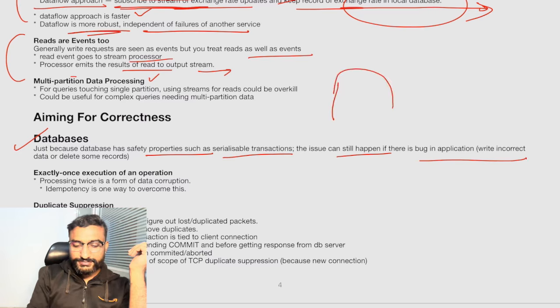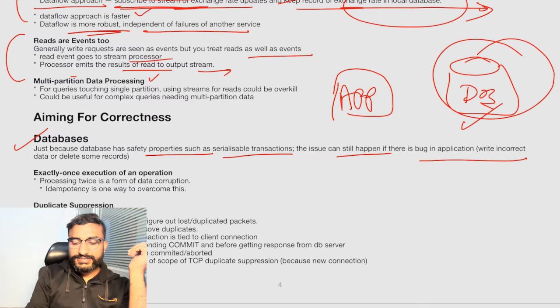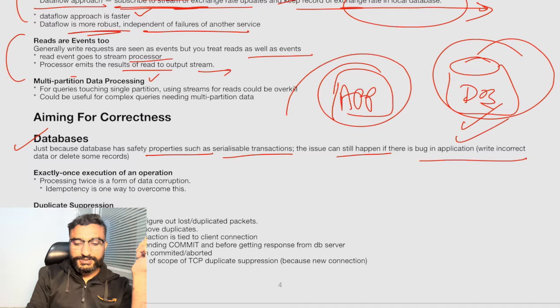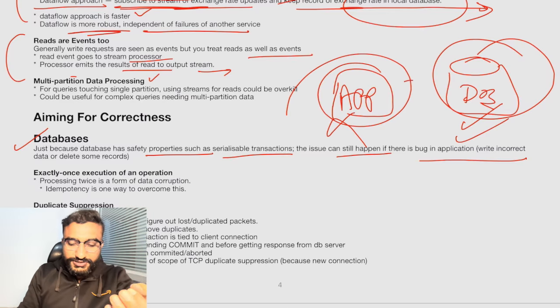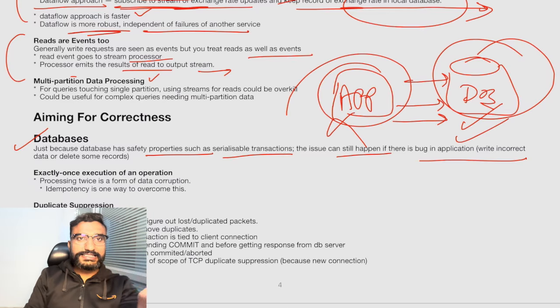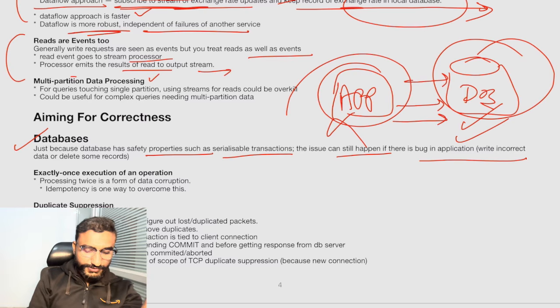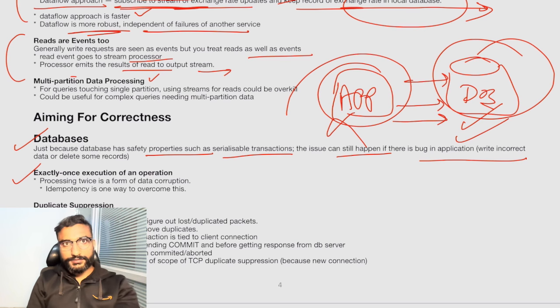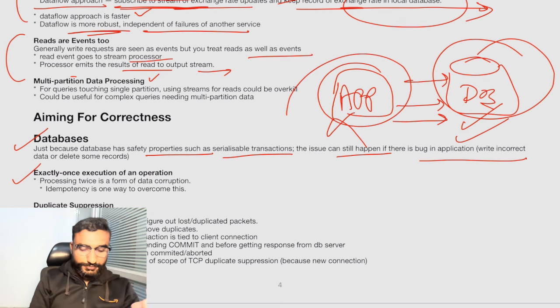So let's say this is my app and this is my DB. This DB is a great solution, but what if this application is faulty and has a bug, so it can still write bad data or delete some correct data. So the issue can happen. There are a few ways through which you can try to avoid these kinds of scenarios. First is exactly once execution of that operation. Processing twice is a form of data corruption. If the request is already processed, you should not process it again. So idempotency is one of the ways to overcome this.